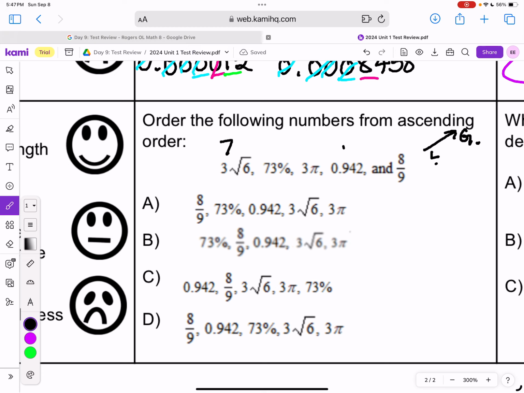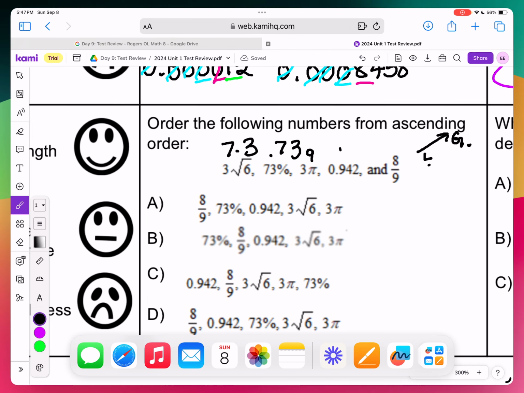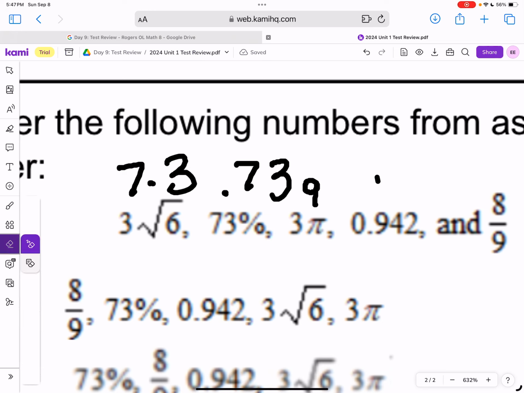Actually, let me separate these a little bit better, just so it's a little bit clearer. So this one right here is 7.3. This one right here is 0.73. This one right here is 9.4.